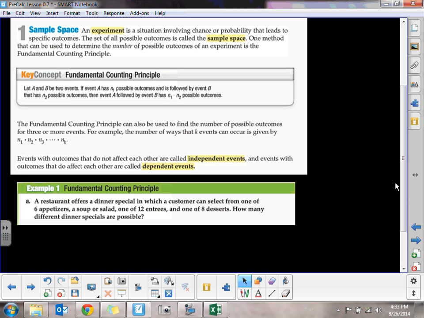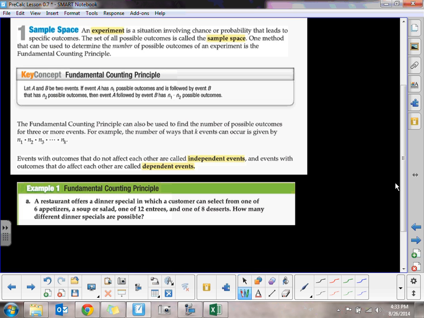So here's our first example. A restaurant offers a dinner special in which the customer can select from one of 6 appetizers, a soup or a salad, one of 12 entrees, and one of 8 desserts. How many different dinner specials are possible? So we have a lot of different events. I'm just going to underline some of these events.